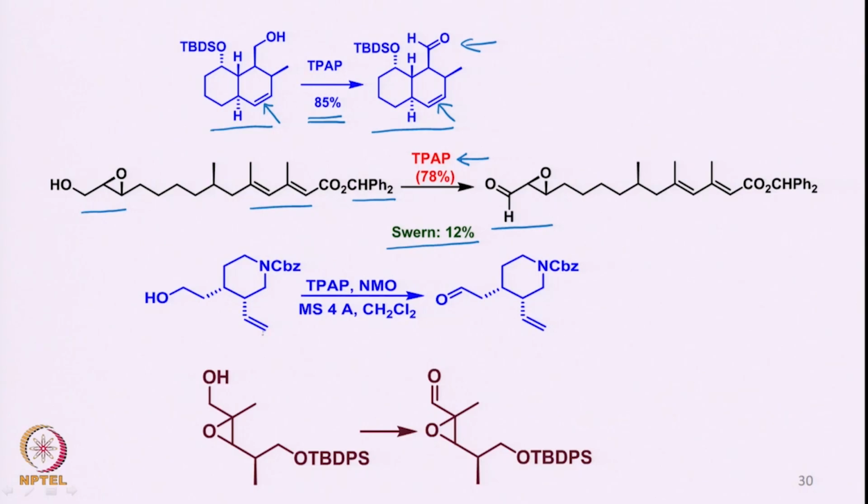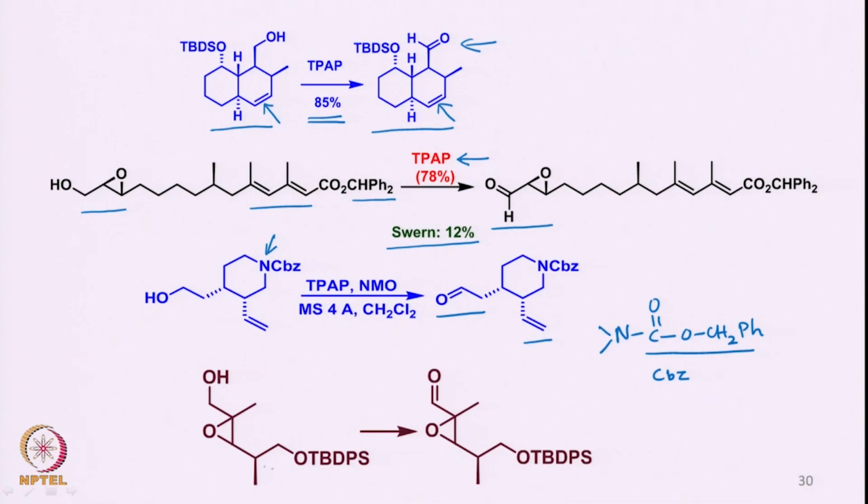One can also see another example. Of course, in this particular case also the nitrogen has been protected as a CBZ group. CBZ group is nothing but a COO benzyl group, CH2 phenyl. This is the protecting group for the amine, and this is what is called CBZ. Therefore, this is protected, and that gives the corresponding aldehyde, no over oxidation, no oxidation of the double bond.